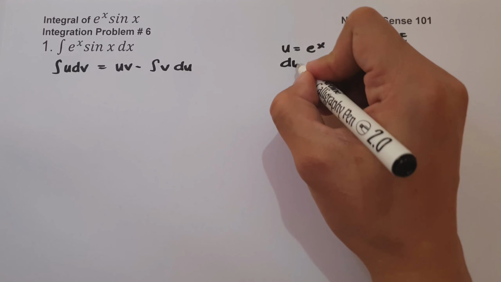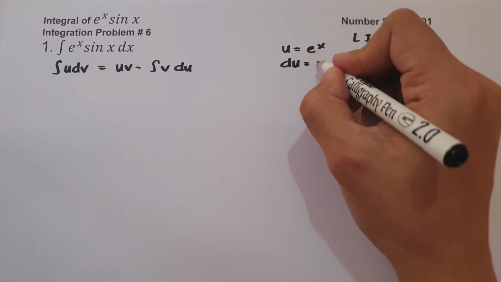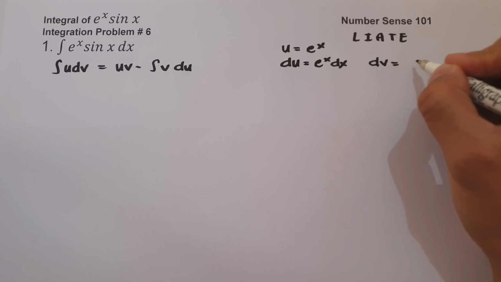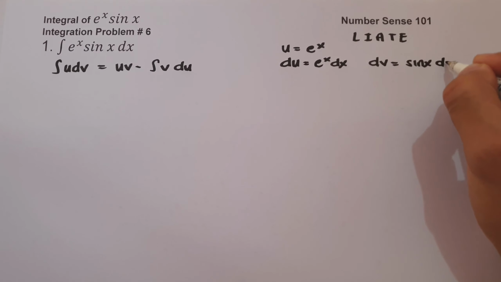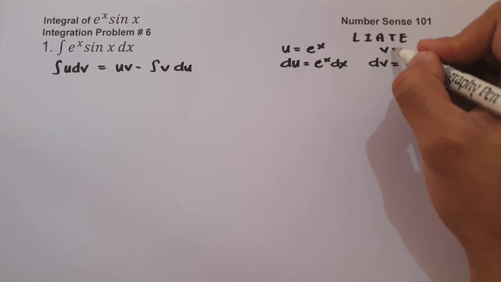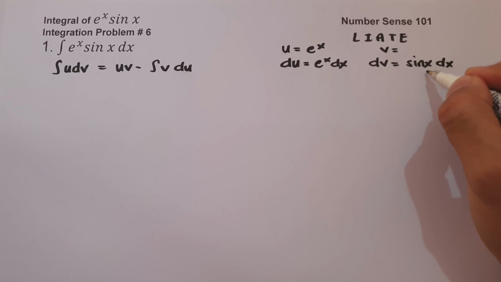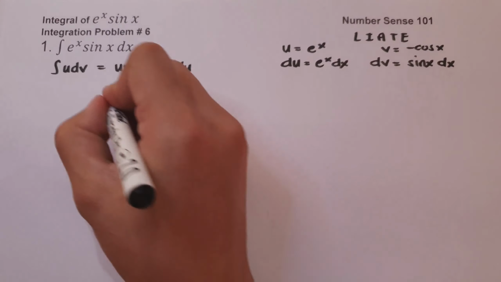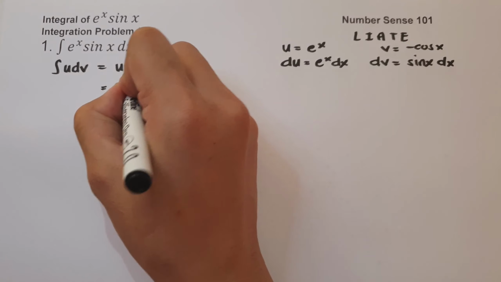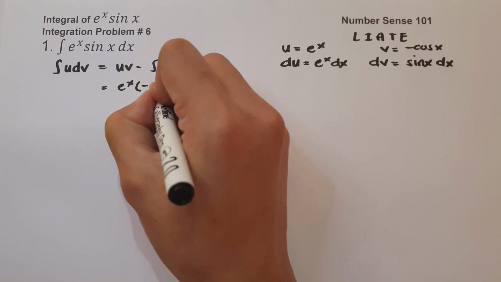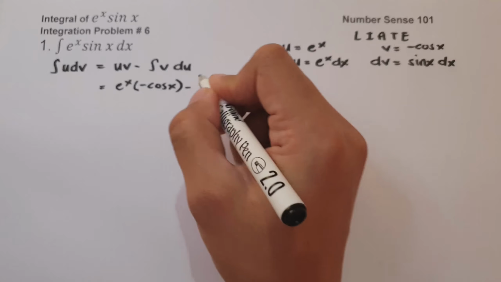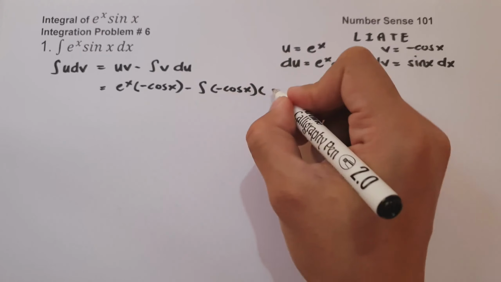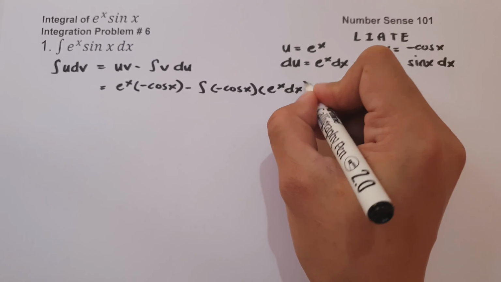And then du, that is the derivative of e raised to x, that is e raised to x dx. And dv, that is sine x dx, and v, that is the antiderivative of sine x, which is negative cosine x. So let us have u, that is e raised to x, times v, that is negative cosine x, minus the antiderivative of v, that's negative cosine x, times du, that is e raised to x dx.